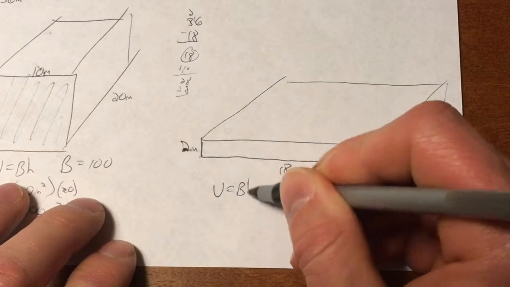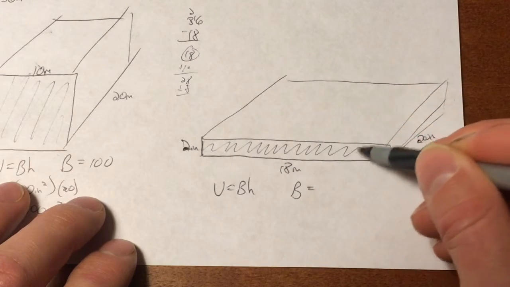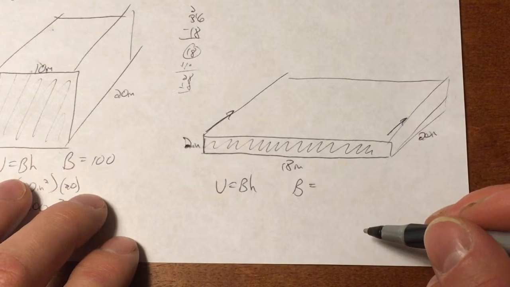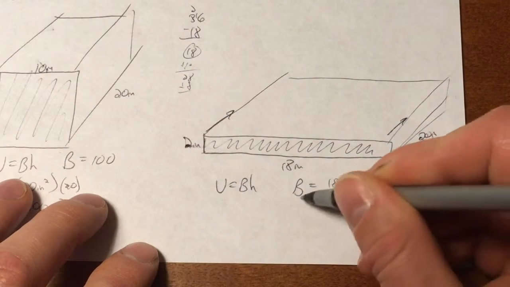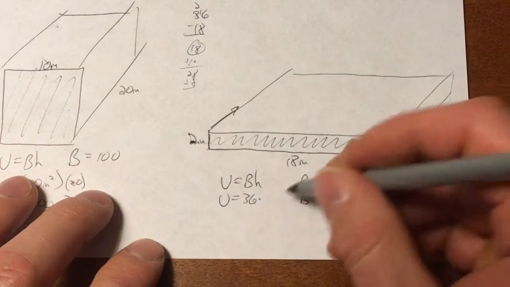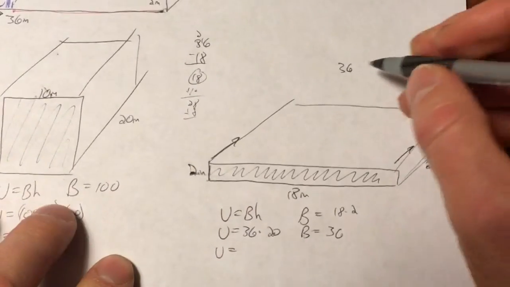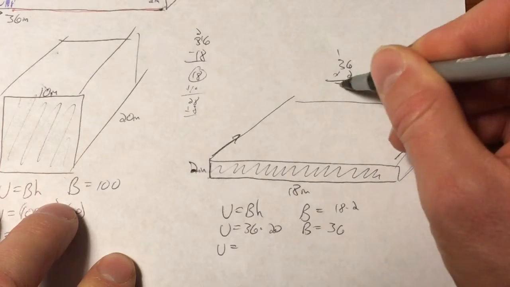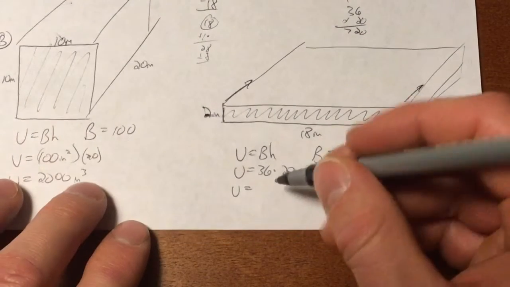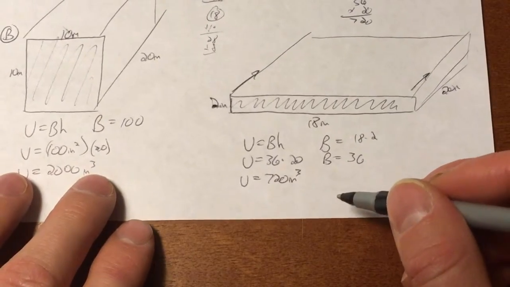So volume is equal to big B times H. I'm going to do 18 times 2 to get this face, and then multiply by the number of layers that way. So that's 18 times 2, which is 36. So volume is equal to 36 times 20. 36 times 2 is 72. Add a 0 onto the end because it's 20 after all. So the volume there is 720 cubic inches. We're getting there.